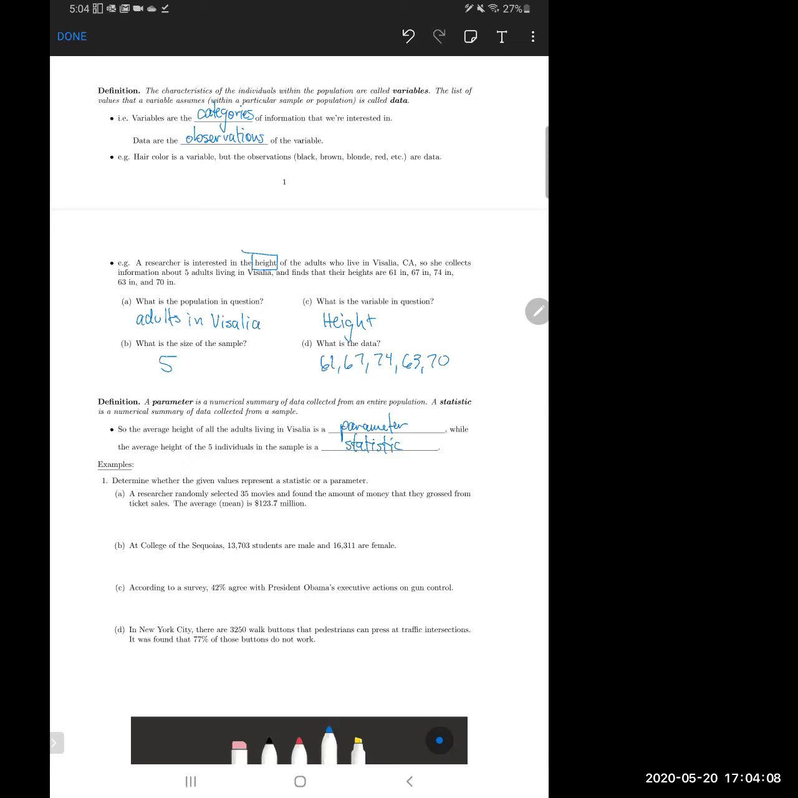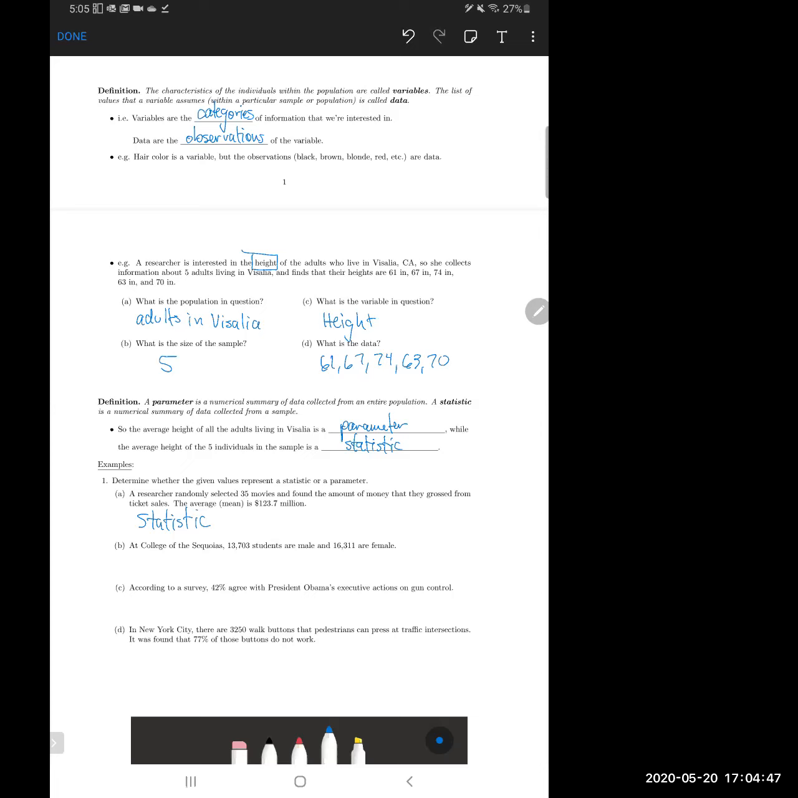Okay, here's my solution. This first one says a researcher randomly selected 35 movies and found the amount of money that they grossed from ticket sales. The average is $123.7 million. So I'm going to call this one a statistic. The reason I'm going to call it a statistic instead of a parameter is because the researcher only selected 35 movies. They didn't look at every movie ever made, right? They only took a random sample of 35 movies. So this number right here, 123.7, that average is the average of a sample, right? So it's a sample statistic.